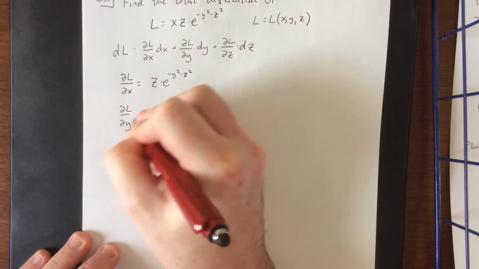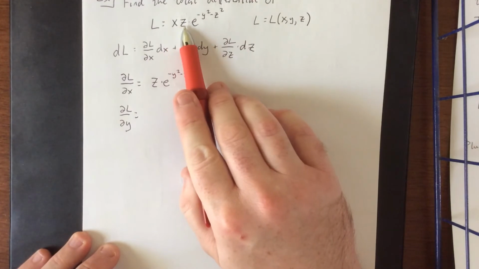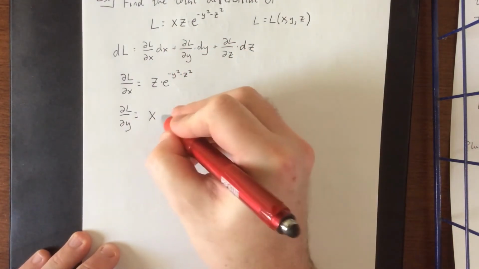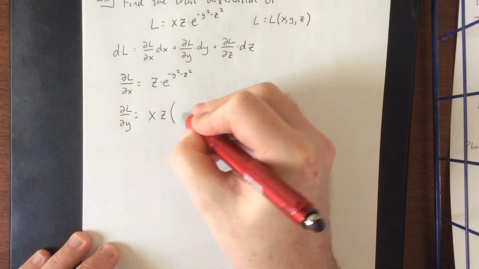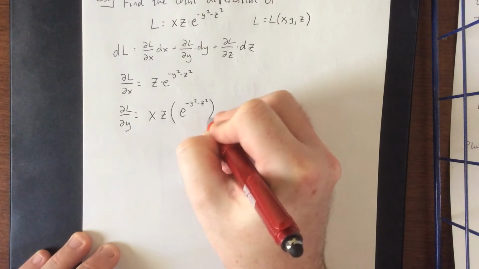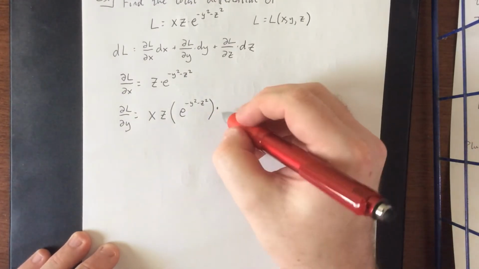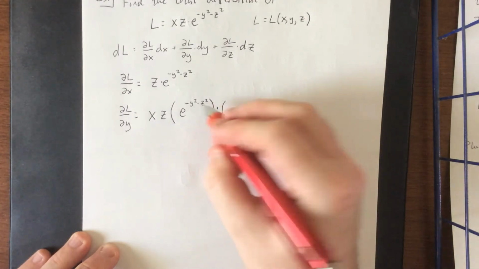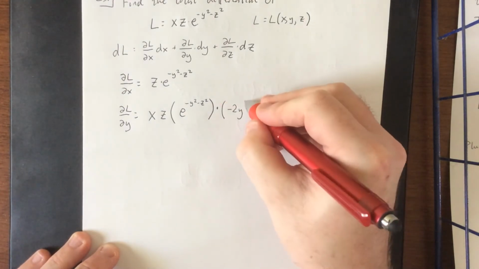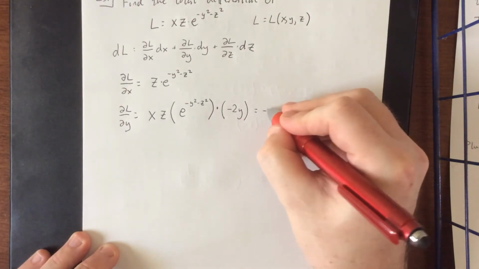For the partial derivative of L with respect to y, this time we're treating x and z as though they are constants, and we'll be differentiating this natural exponential with respect to y. Derivative of e to the is e to the, but then the chain rule says multiply by the partial derivative of that exponent with respect to y. Negative y squared will become negative 2y, and negative z squared will become 0, since x and z are both being treated as constants.